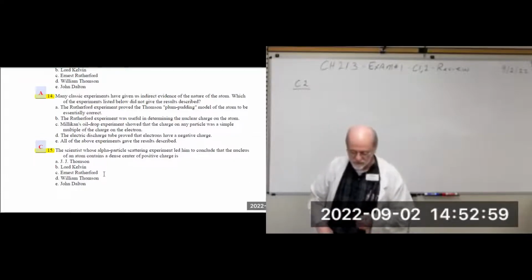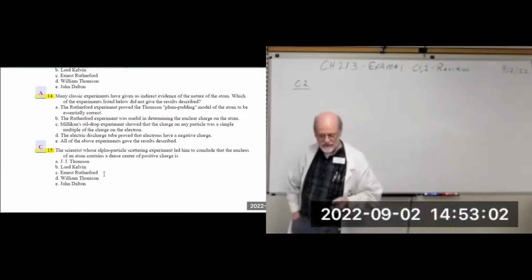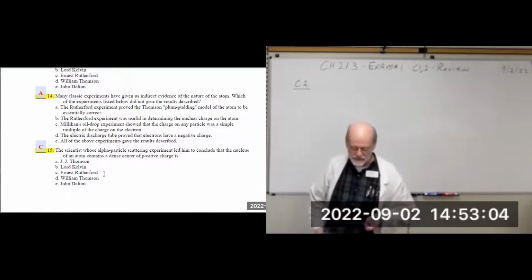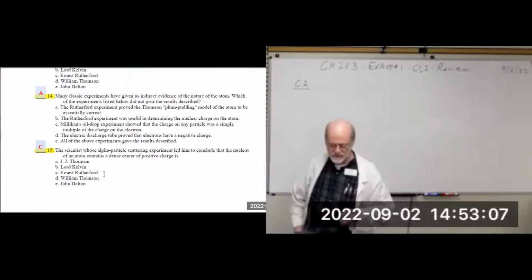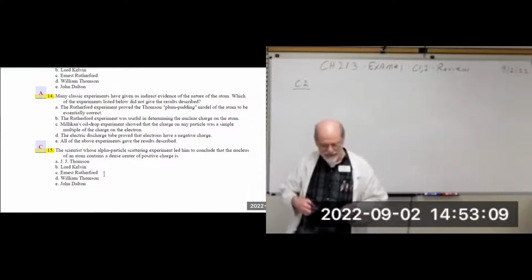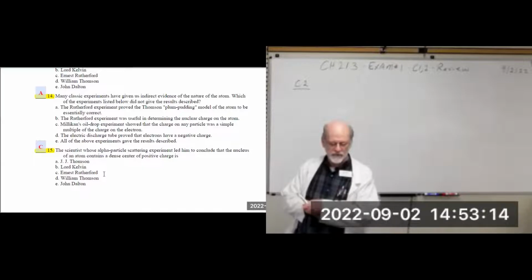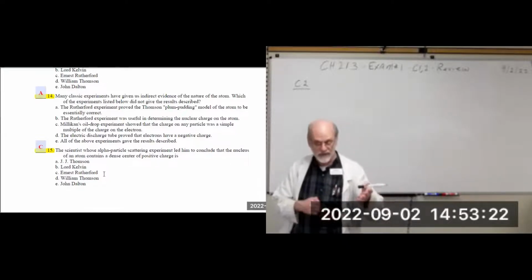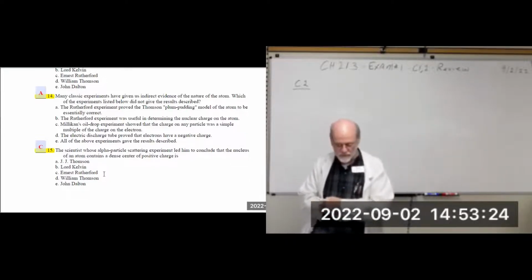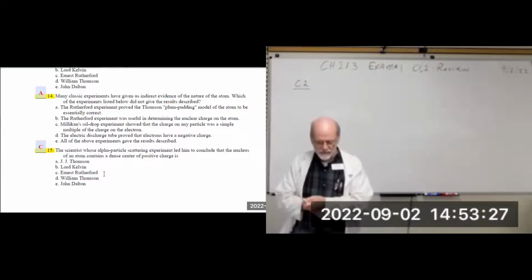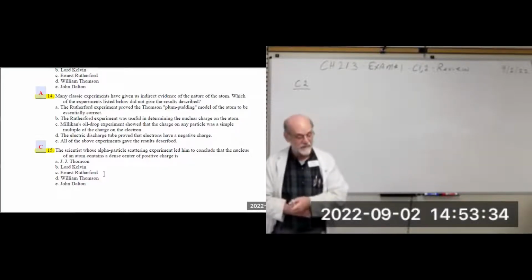Many classic experiments, number 14, have given us indirect evidence of nature of the atom. Which of the experiments listed below did not give us the results it described? Okay, A, the Rutherford experiment, remember that one? Gold foil experiment. He was trying to disprove the plum pudding model and put forth the nuclear model for the atom. So Rutherford's experiment proved the Thomson plum pudding model of the atoms to be essentially correct. Nope, he disproved that model.